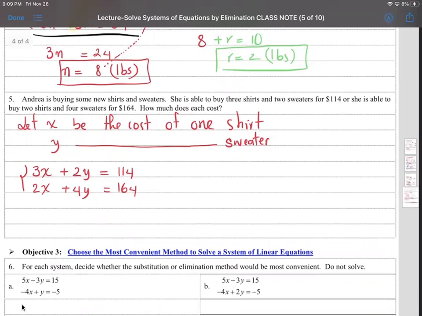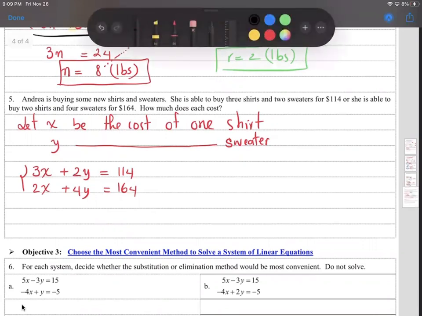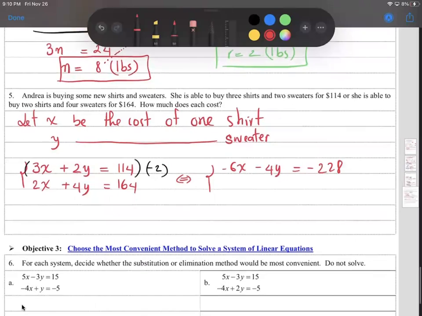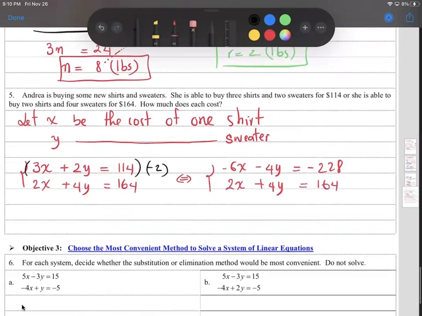Again, I'm going to choose y to eliminate because all I have to do is multiply the top by -2. If somebody else picked x to eliminate, they would have to multiply the top by 2 and the bottom by -3, so you have to do it twice. If you choose y, then maybe just do it once. So -2 times 3x is -6x, minus 4y, equals -228. We write the bottom one, 2x plus 4y equals 164. Add them together, y is gone.